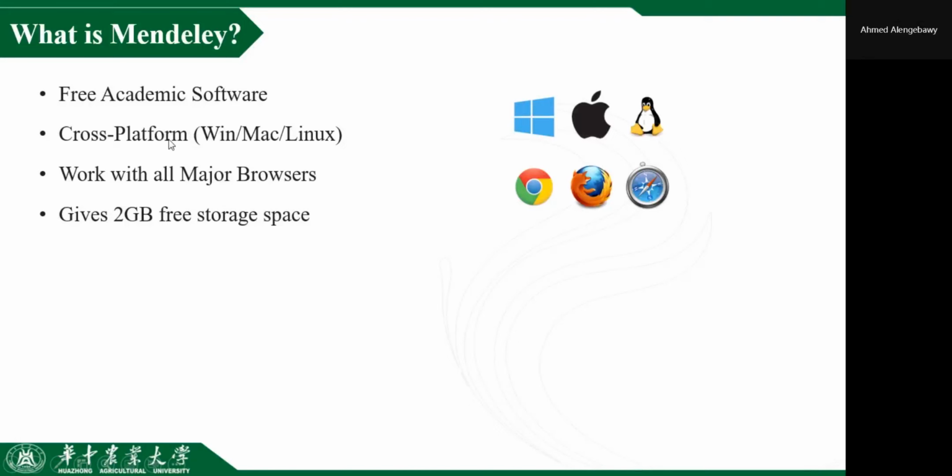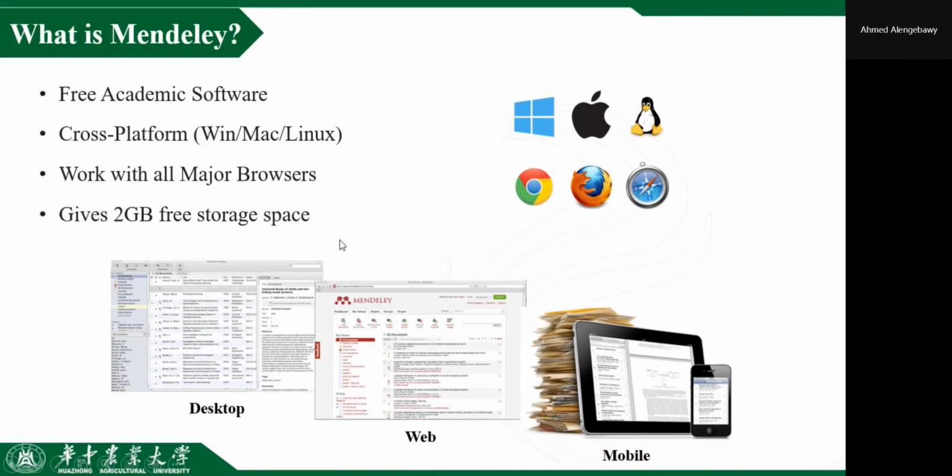So what are the benefits of Mendeley compared to other software? It is free, so you can download it and use it without any payment. It can also be used on different platforms like Windows, Mac, and Linux, and you can also download it on your mobile phone. It also works with major browsers, and it gives about 2 GB of free storage space.